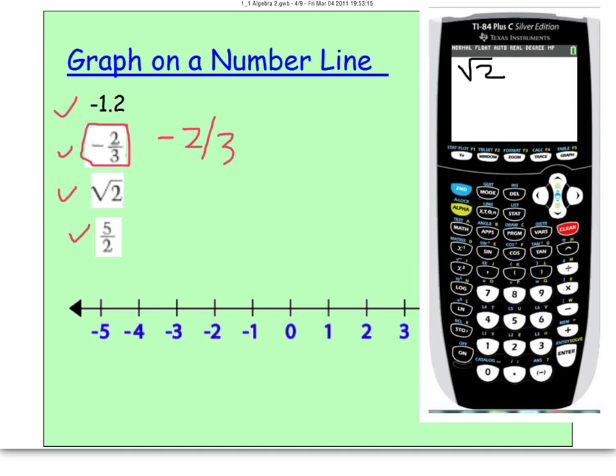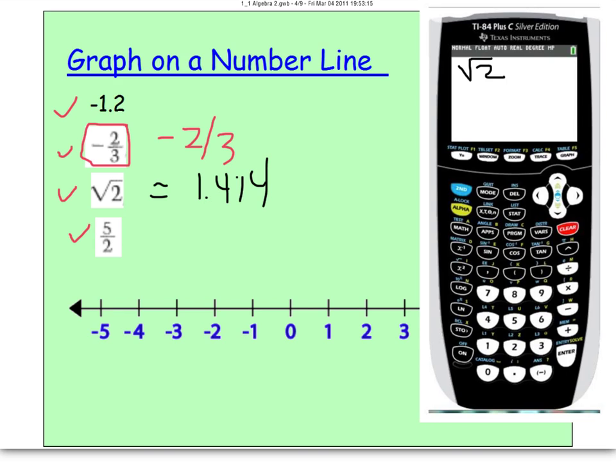You're going to get approximately 1.414. Now 5 halves on the calculator. To type that in, I'm just going to do 5 divided by 2 and hit enter. And when you do that, you're going to get exactly 2.5.